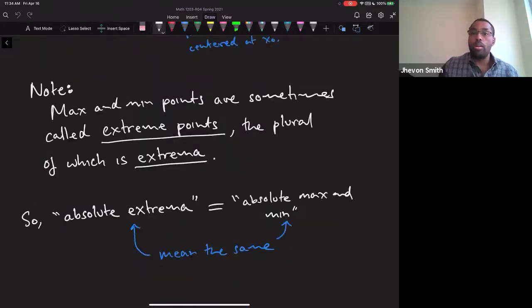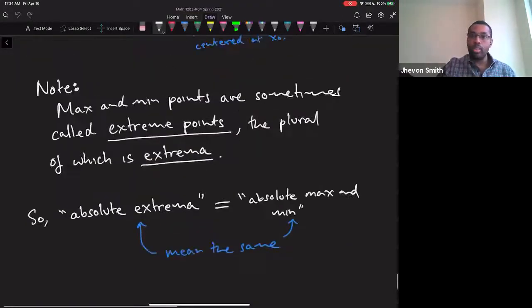Another name for maximum or minimum points is extreme points. Plural of this is extrema. So if I say something like, find the absolute extrema, I'm really just saying find the absolute maximums and minimums. Okay. And that's where we sort of ended.